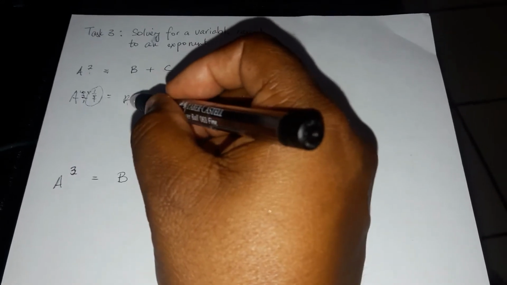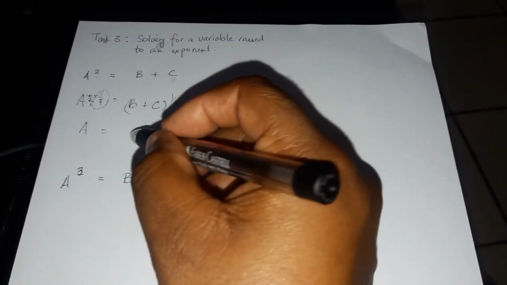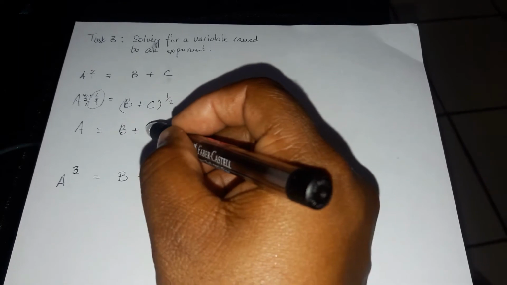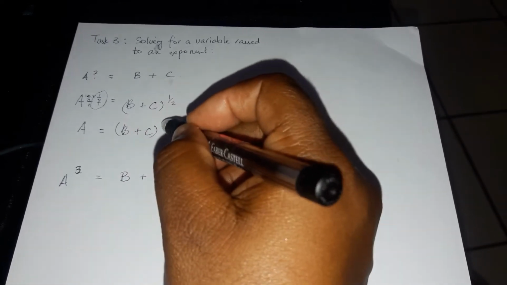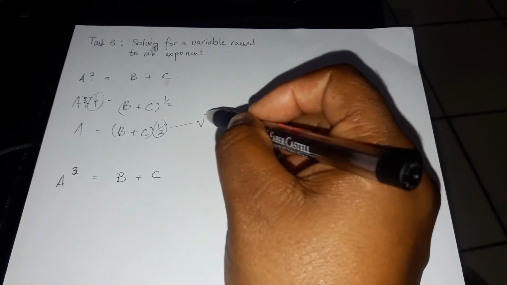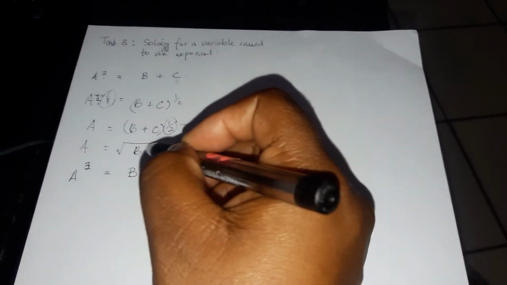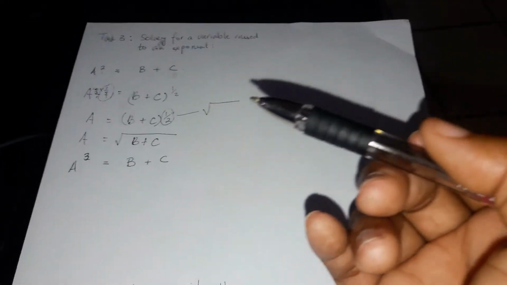But because you did this to this, you had to do it to these on the right hand side. Raise it to a half. So therefore you'll be left with a equals b plus c all raised to a half. This represents the square root sign. So you would have a equals the square root of b plus c. Okay?